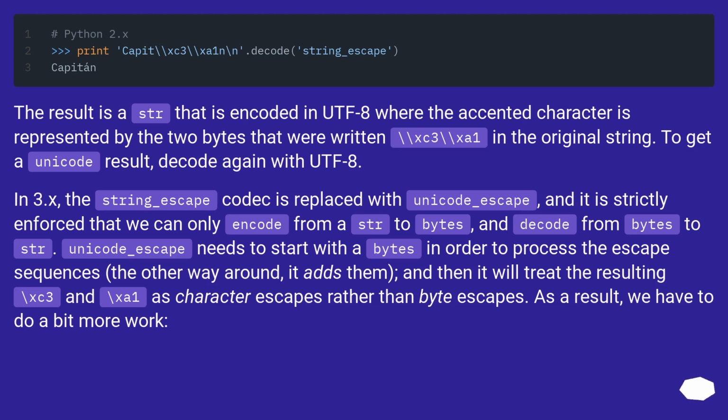In 3.x, the string_escape codec is replaced with unicode_escape, and it is strictly enforced that we can only encode from str to bytes, and decode from bytes to str. unicode_escape needs to start with bytes in order to process the escape sequences. The other way around, it adds them, and then it will treat the resulting \xc3 and \xa9 as character escapes rather than byte escapes. As a result, we have to do a bit more work.